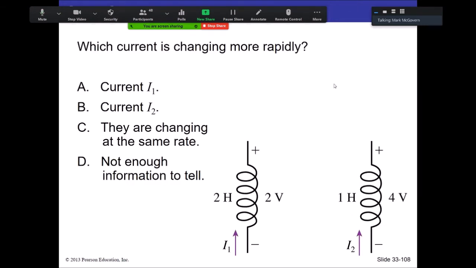All right. Question for you here. Letter in the chat, please. Which current is changing more rapidly?